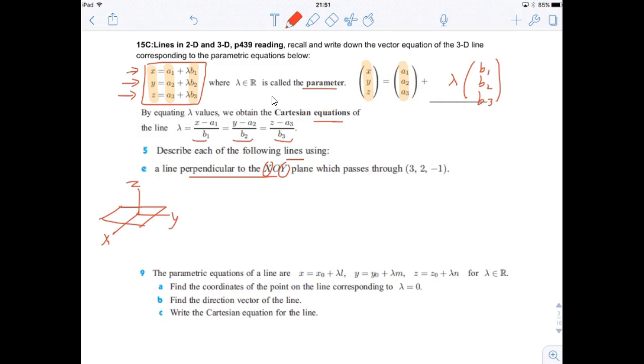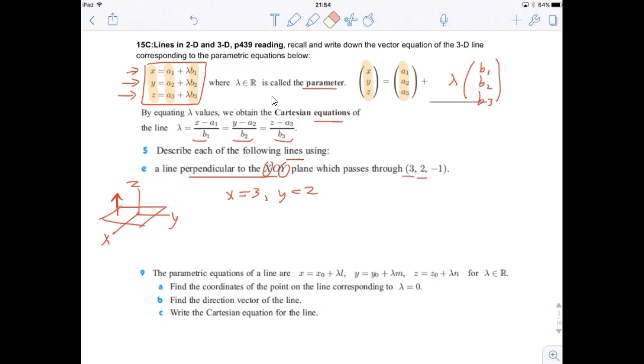So it kind of looks like that. And they say a line perpendicular to the XOY plane, which you can see now would be a line that is parallel to the z-axis, right? So this line that's parallel to the z-axis would emerge from the XOY plane at the position x equals 3, y equals 2. It would be somewhere around here. And, of course, it would go through 3, 2, comma, negative 1. In fact, it would go through 3, 2, comma, any third coordinate.